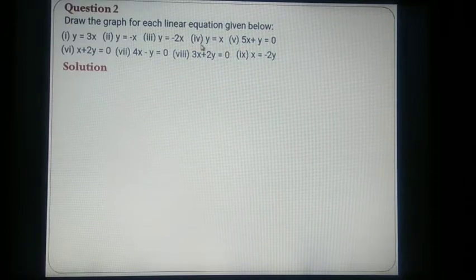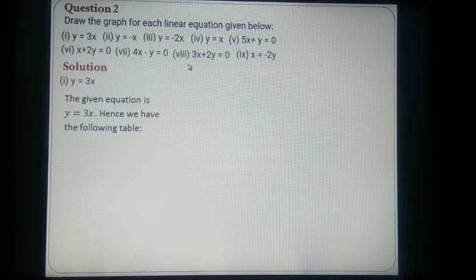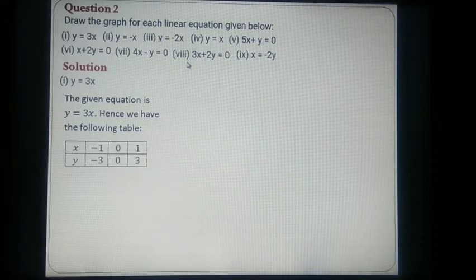Now we are going to draw the graphs of these equations. To draw the graphs, let us take the first question for example. To draw the graph, we have to draw a table like this. What is the meaning of this table? I'll explain here. If x is minus 1, then 3 into minus 1 is how much?